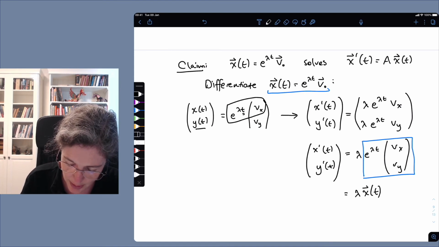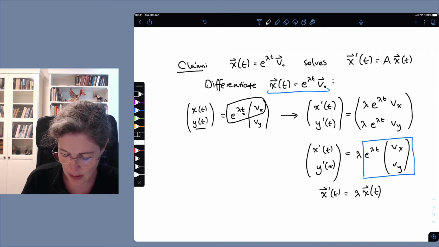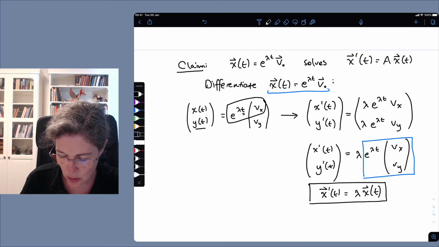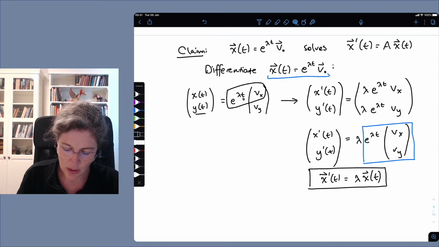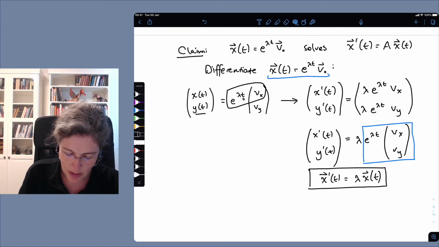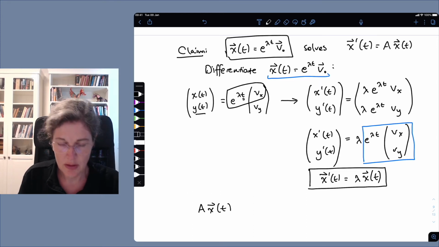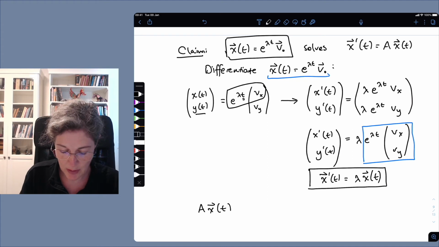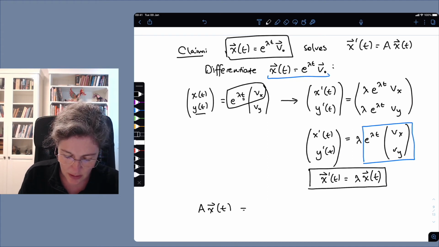So what I've got here is that x prime of t, where I'm thinking of this as the vector, equals lambda x of t. So we've just shown that this is true. Okay, so far so good. Now let's look at the next bit. I want to have a look at A times x of t, where I am considering this particular solution that we're proposing here. Well, in this case, it's going to be A times e to the lambda t times our eigenvector.